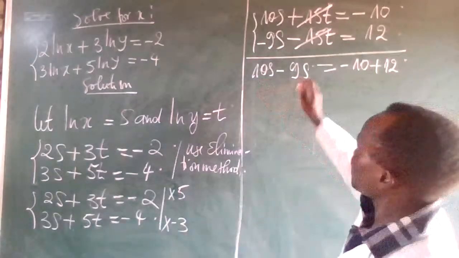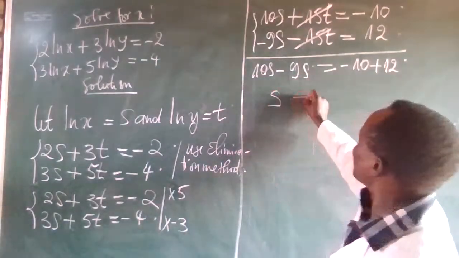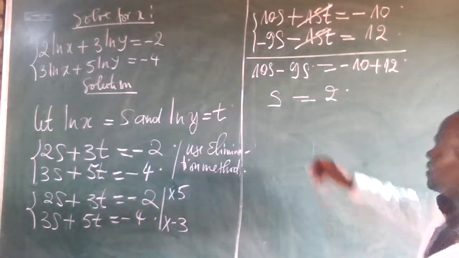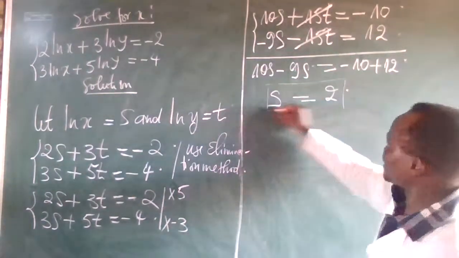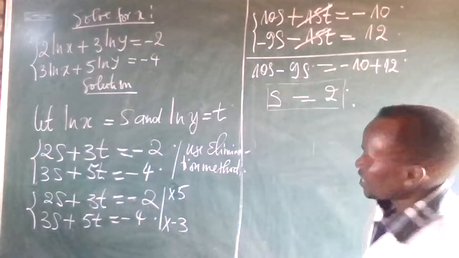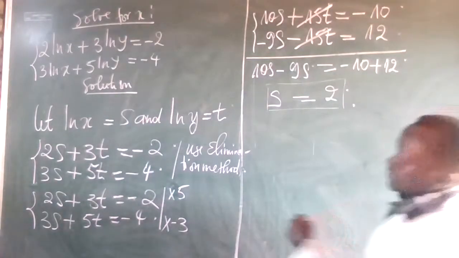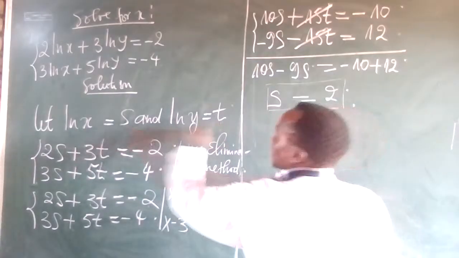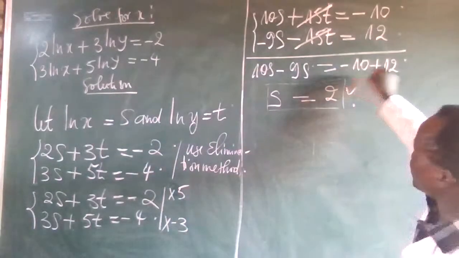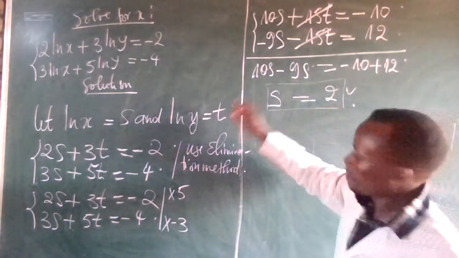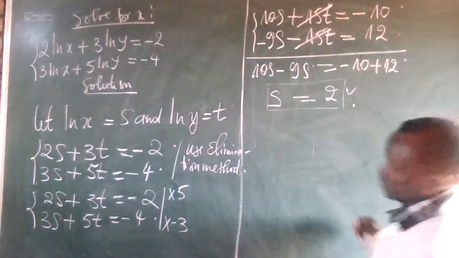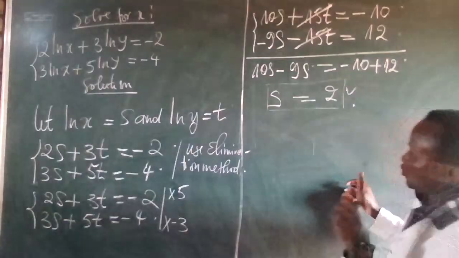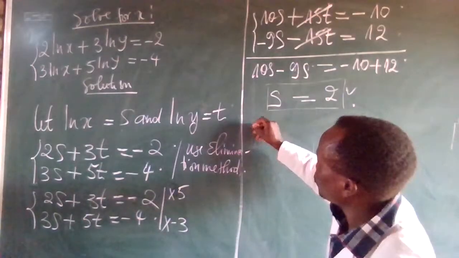Now here we remain with s equal to 2. You see, this is the value of s. Remember, we need to find the two variables, s and t. At first we found s, and I want to find t. So let us use this equation. Among those two equations, we are going to take the first one.